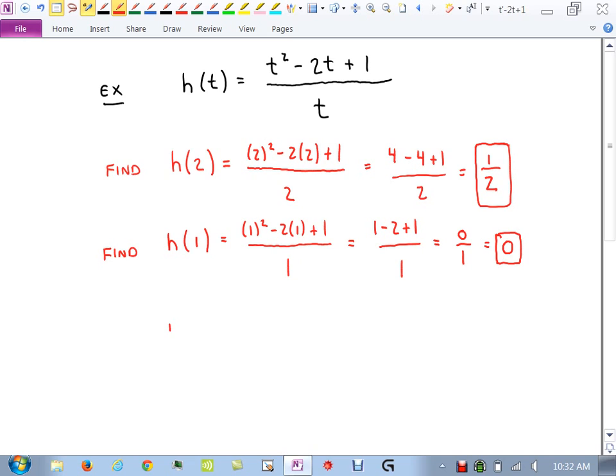So let's take a look at h of 0. See, it's 0 squared minus 2 times 0 plus 1 over 0. Now the top is not 0. If you plug 0 into this function, the top is 1, but the bottom is 0.